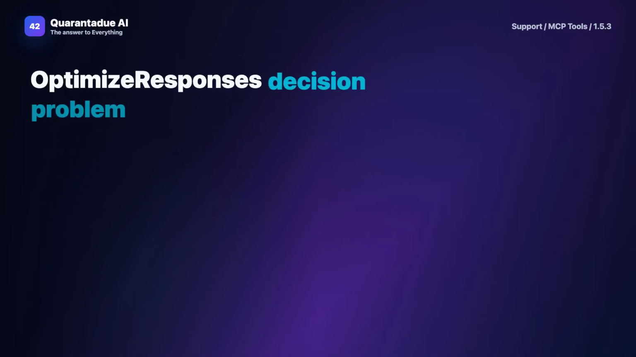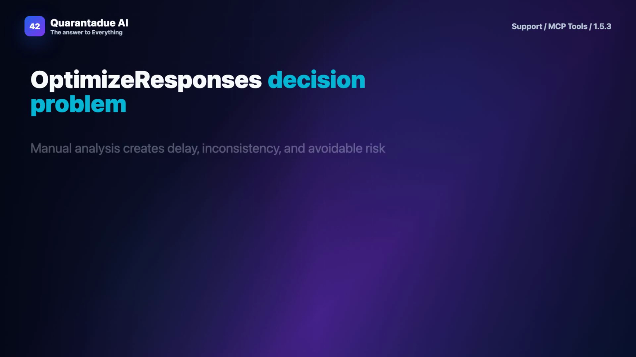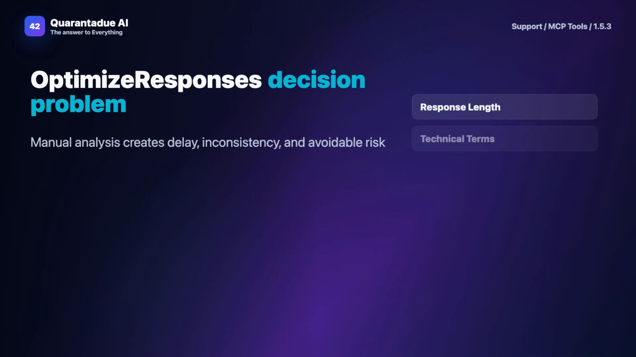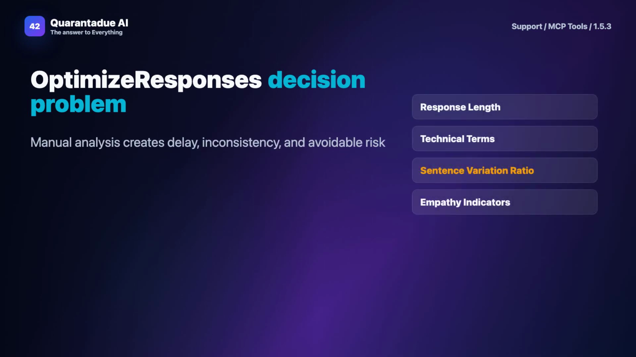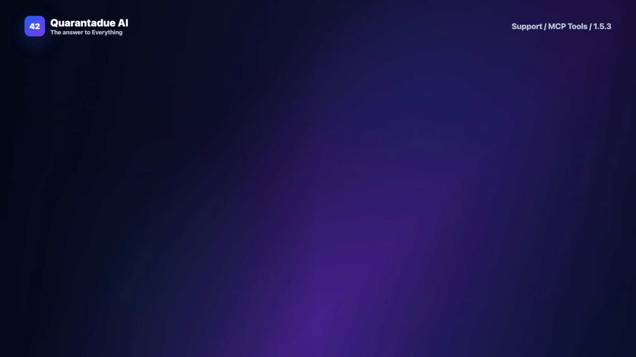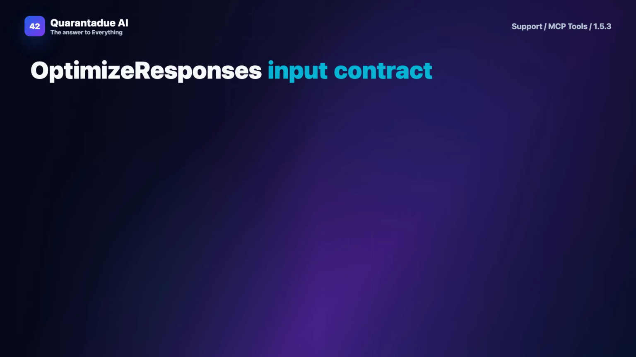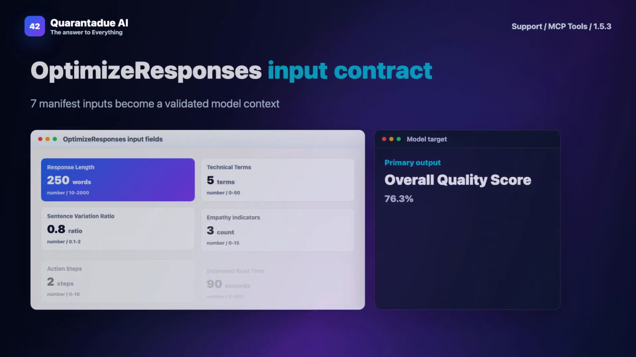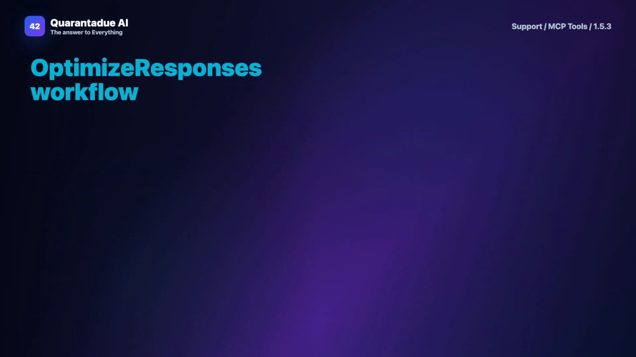Optimized responses narrows that process into a repeatable model so teams can compare cases without rebuilding the logic each time. Optimized responses starts with a defined input contract. Typical inputs include response length, technical terms, sentence variation ratio, empathy indicators, and action steps. Keeping these fields explicit reduces ambiguity and makes every run easier to audit.